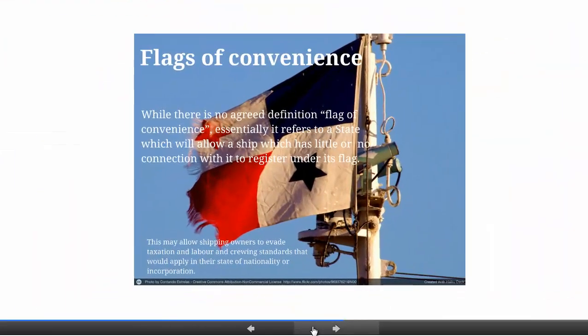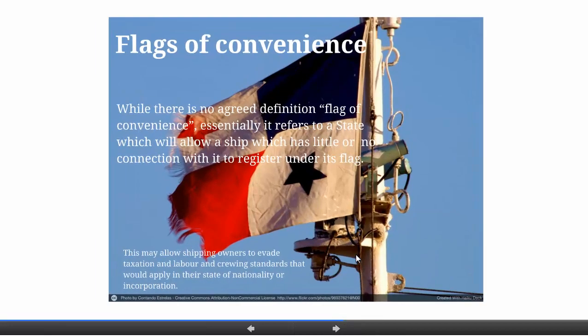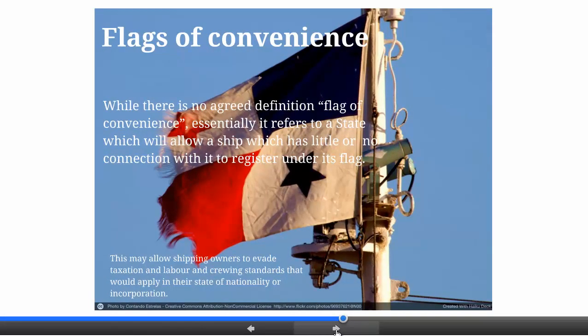Alright, let's turn to this question of flags of convenience. Now, there's no agreed definition of flags of convenience, but it essentially refers to a state which will allow a ship which has little or no connection with it to register under its flag. So on payment of a fee, you can become registered to this country's shipping register. And occasionally you'll find internet websites that purport to be able to get you a flag of convenience on payment of a very nominal fee.